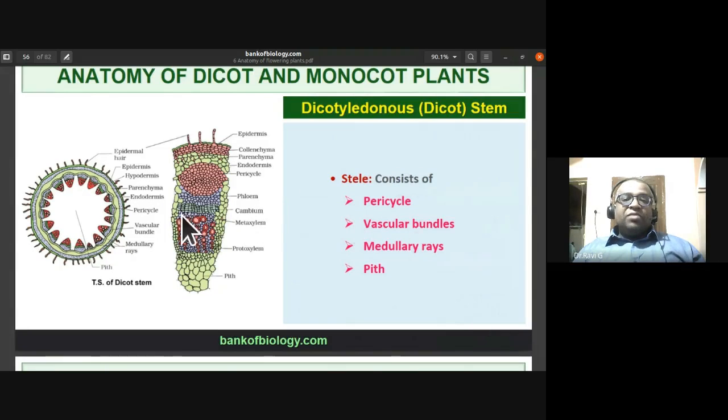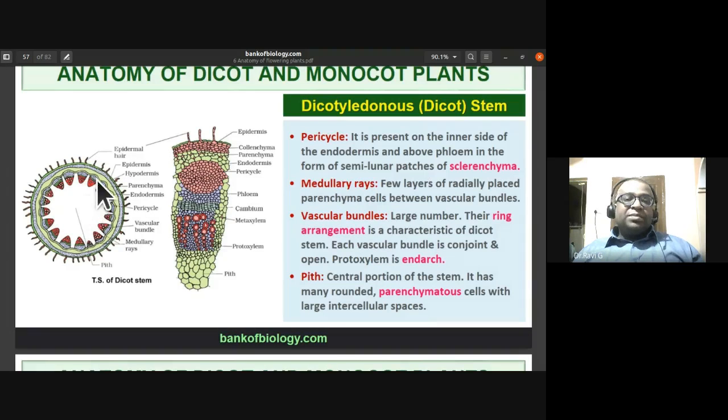So now the stele, if you look into it, consists of the pericycle, vascular bundles, medullary rays, and pith. So we have to describe them whenever we are writing about the stele of this dicotyledonous stem.